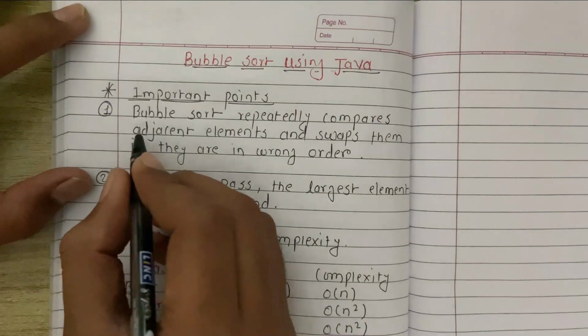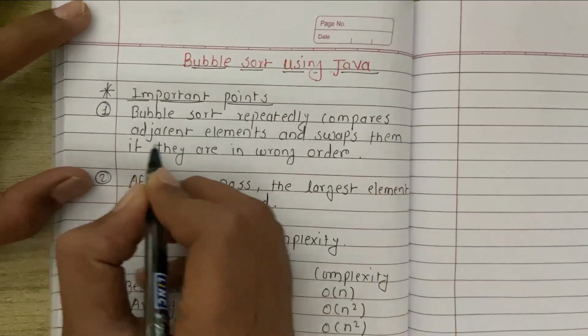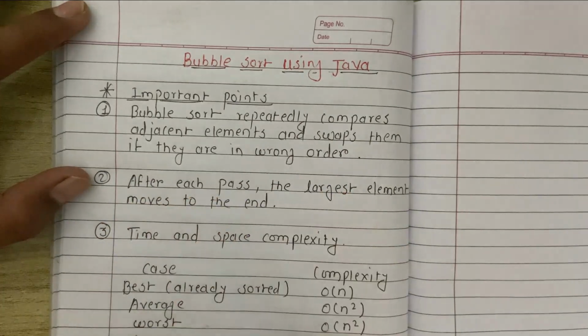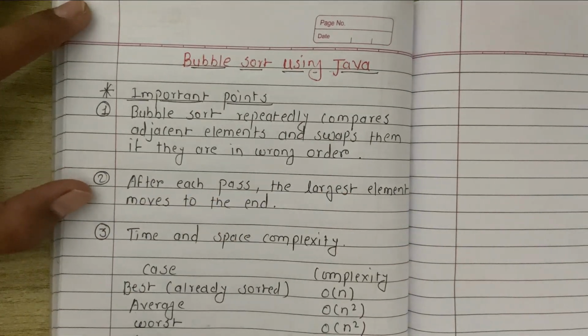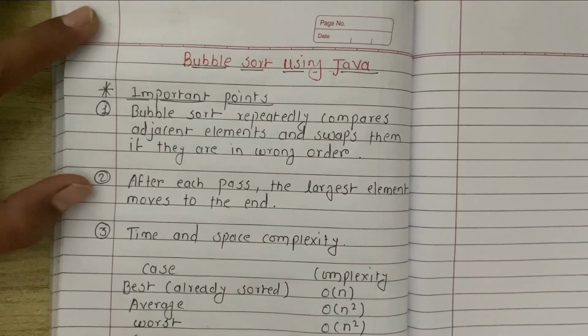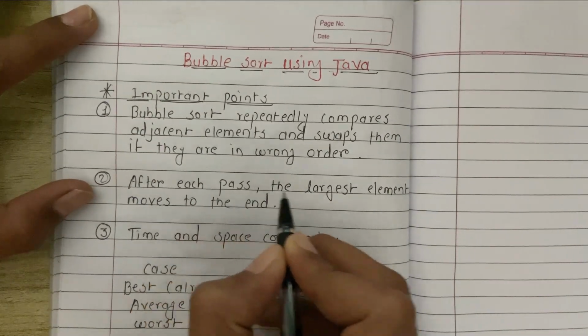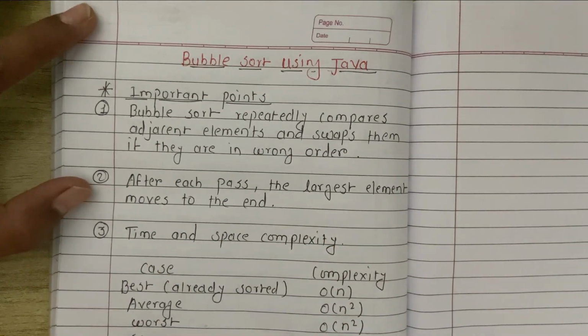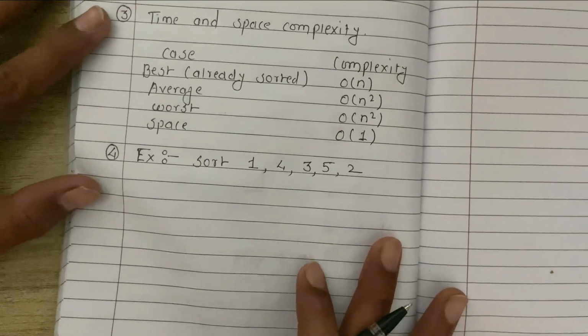So important points: bubble sort repeatedly compares the adjacent elements and swaps them if they are in the wrong order. I will show you how it will perform, but before that, let me complete this important topic first. After each pass, the largest element moves to the end. Okay, so let's take one example.